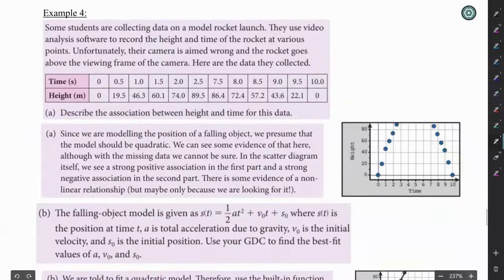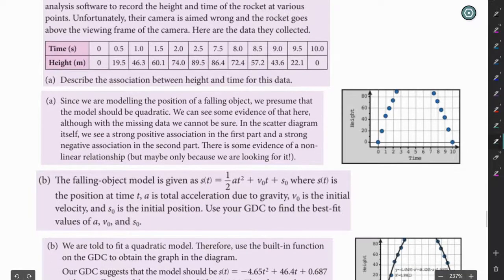Example 4. Some students are collecting data on a model rocket launch. They use video analysis software to record the height and time of the rocket at various points. Unfortunately, their camera is aimed wrong and the rocket goes above the viewing frame of the camera. Here are the data they collected.